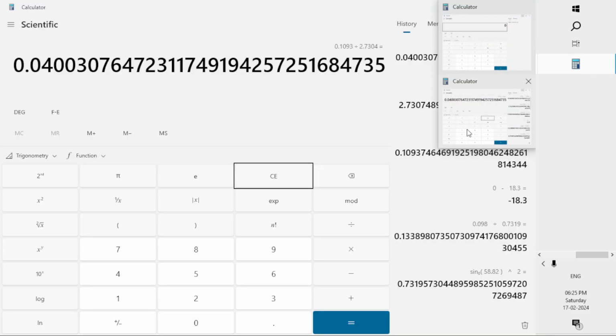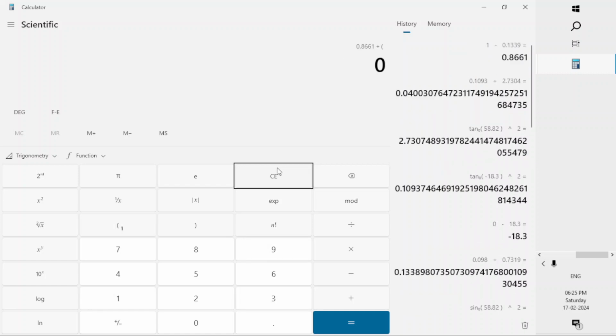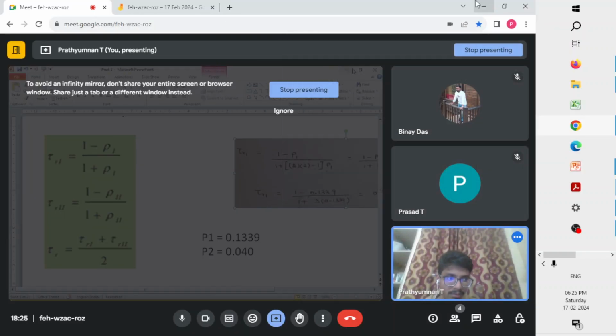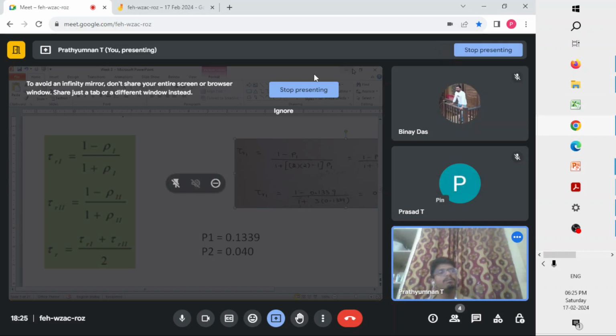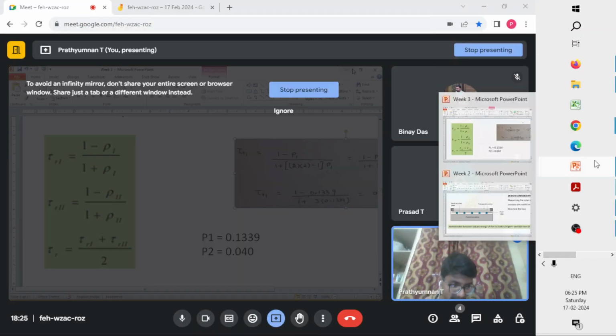So I'll just calculate it here. 1 minus rho 1, rho 1 is 0.1339, divided by 1 plus 0.1339. That gives 0.7638, that is the tau r1 value. Is it the same that others are also getting? 0.768, I guess. 0.763.